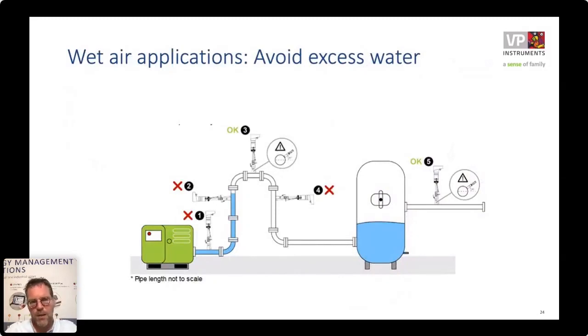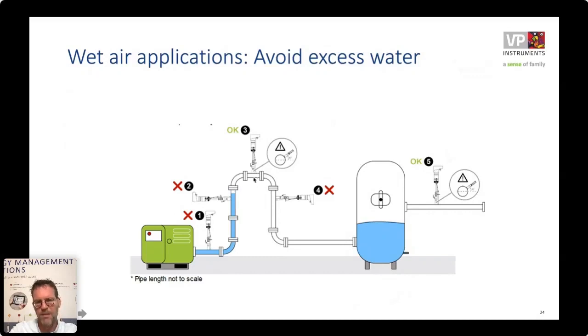Now, if you decide to go into the wet air applications, then it's important to avoid excess water. In this example, you see one of our insertion probes, which can be used for wet air, but it cannot be used as a water flow meter. So you should stay away from the lowest point where water could collect. It's also recommended to stay away from vertical installation, because then the water might drip down on the probe and it could also cause issues.